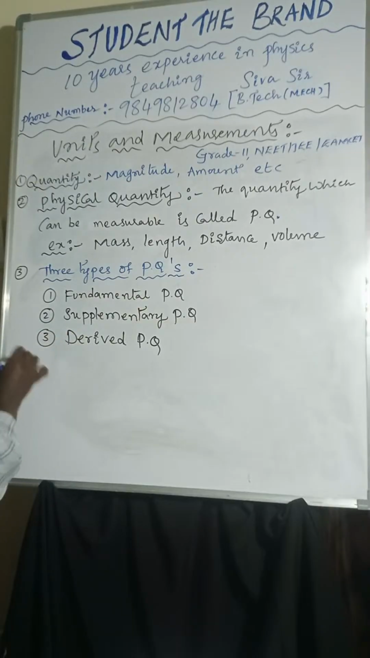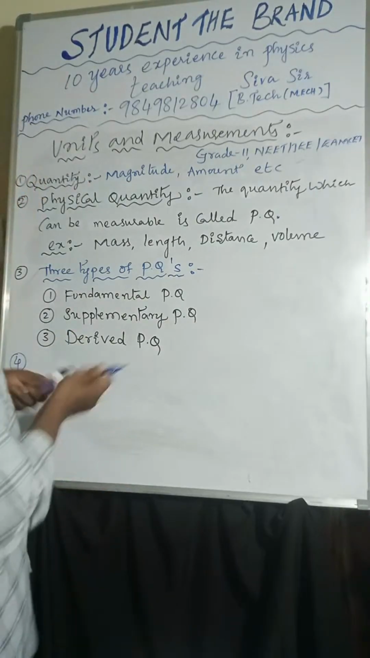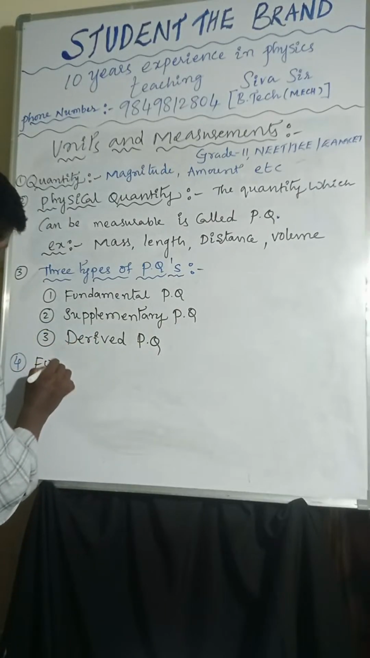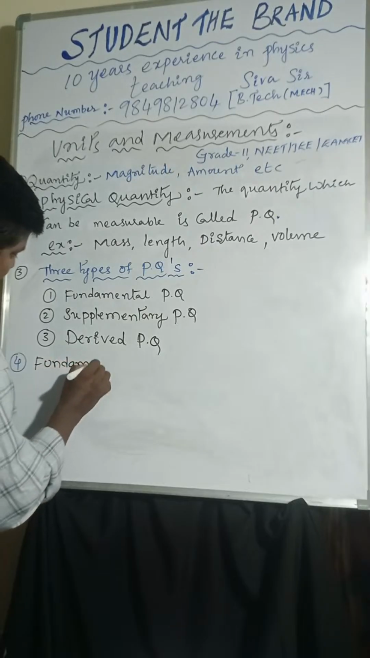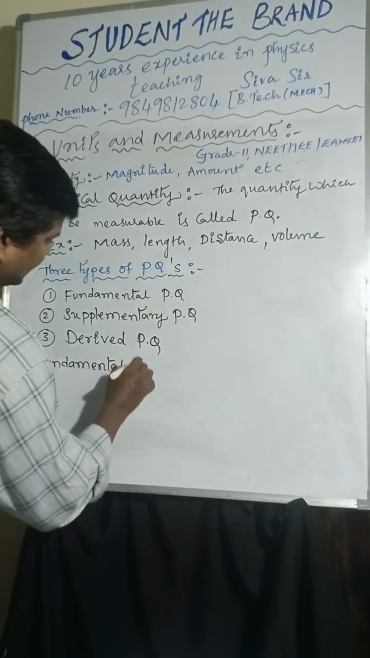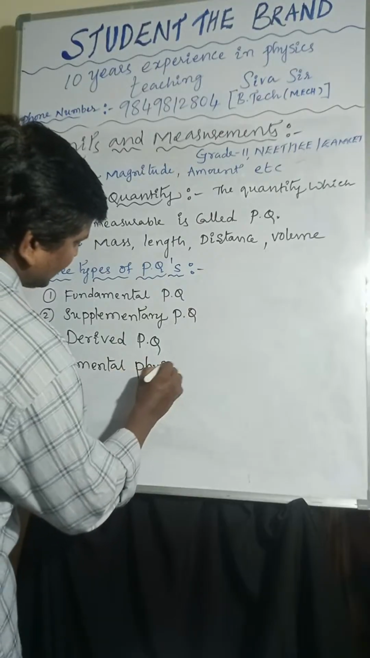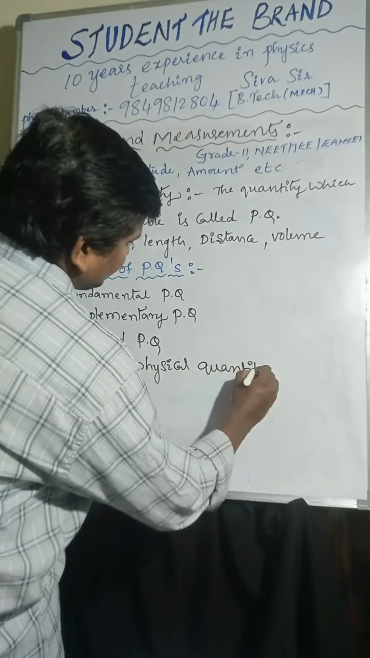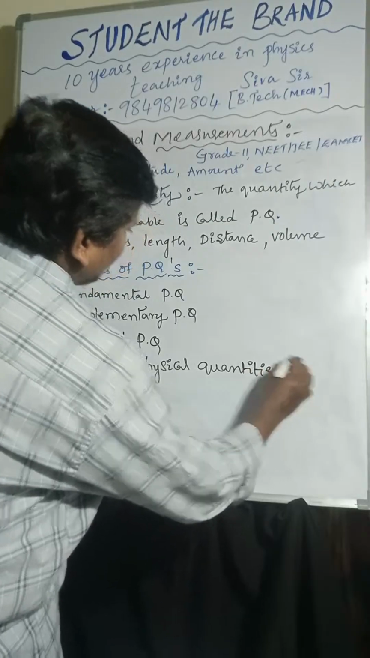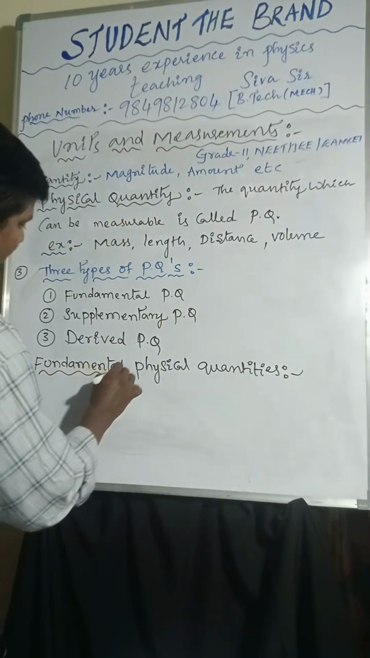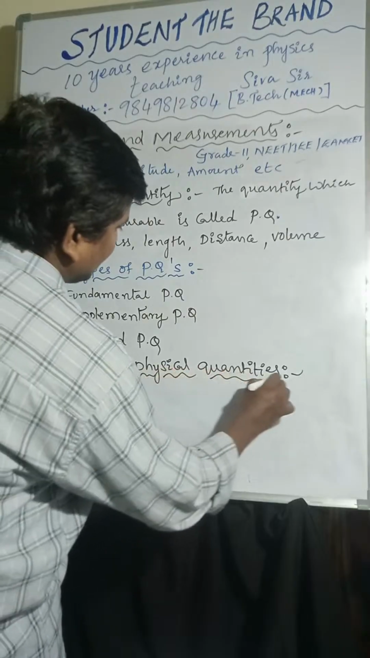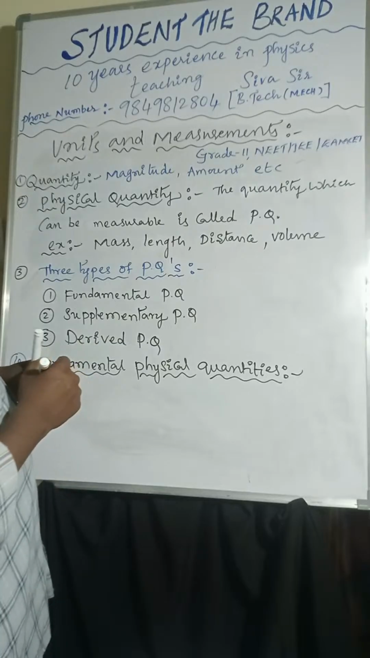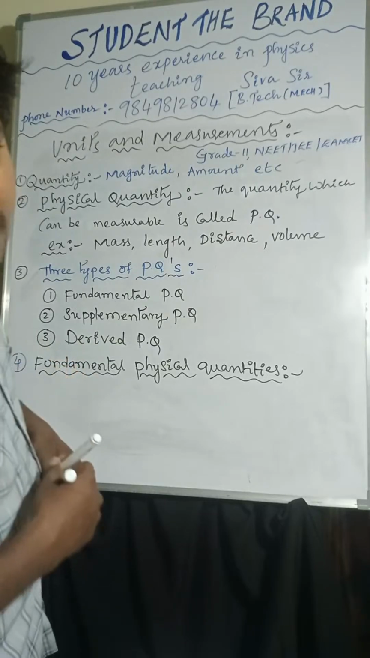The first one is fundamental physical quantity, I'll explain. You can write here: fundamental physical quantities. The fundamental physical quantities are LMT stall.